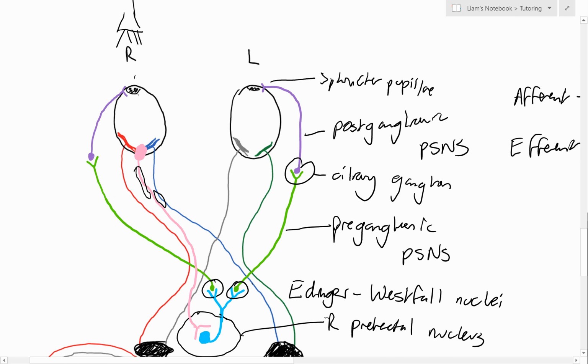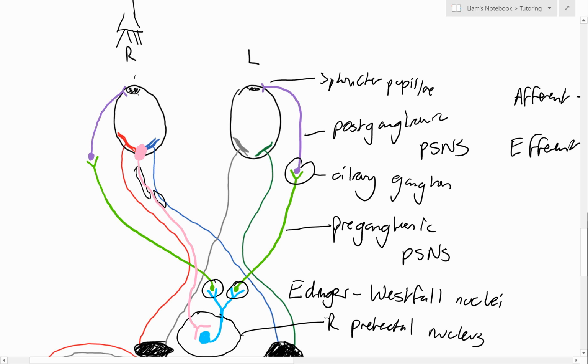Same thing goes if you shine the light in this side and this one constricts, but your left side doesn't. So you have a direct response but no consensual, which indicates that there's probably a lesion on the left side. And you check both pupils with the torch, so you'll notice that one eye will be affected and the other won't. Cool.